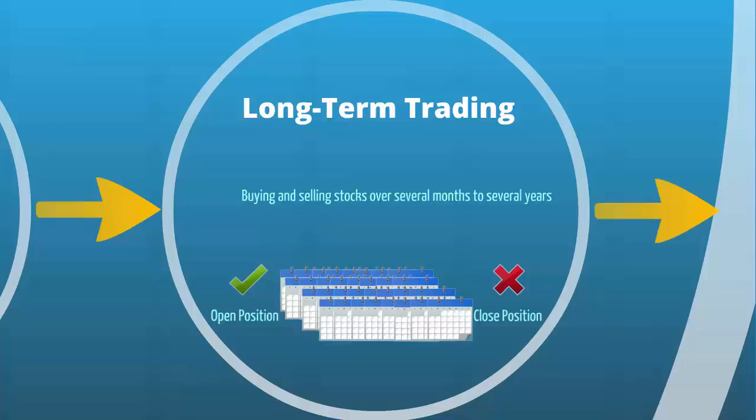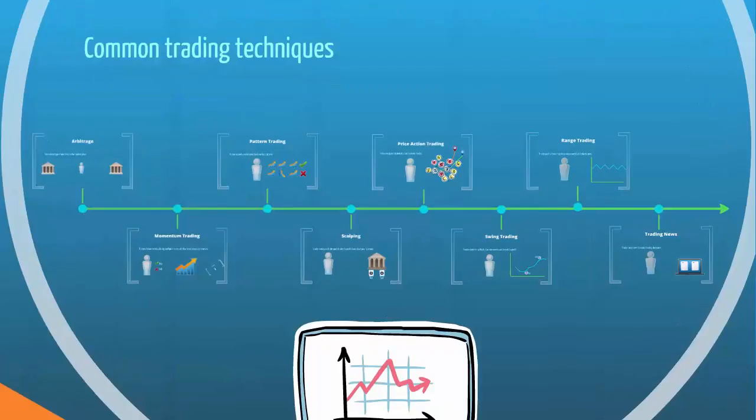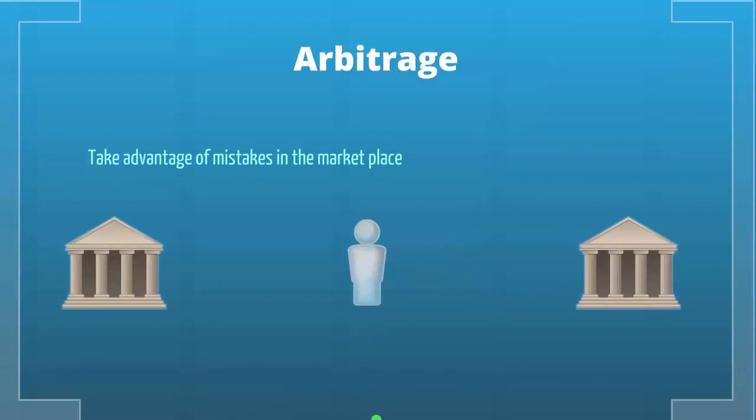Now that we have the different trading timelines and profit horizons, let's jump into the trading techniques. Each of our 4 types of traders will use one or more of these common strategies to profit. First, we have arbitrage. Arbitrage is when a trader takes advantage of mistakes in the marketplace. When prices of a particular stock are different in 2 different markets, the arbitrageur buys the shares at the lower price in one market and sells them at the higher price in the other.